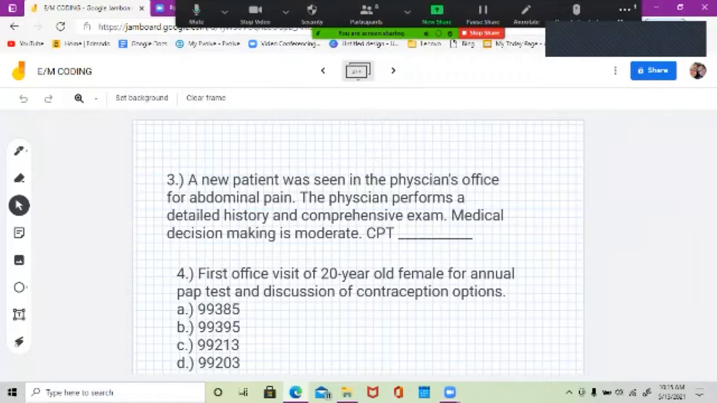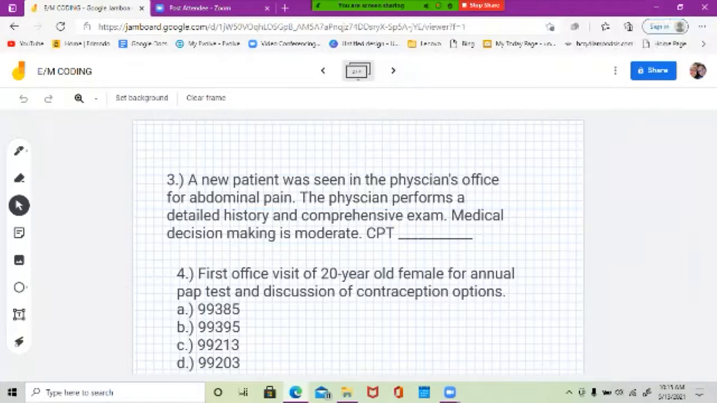A new patient. New patient is very, very important, right? Because it's not established, it's a new patient, was seen in the physician's office for abdominal pain. The physician performs a detailed history, comprehensive exam, and the medical decision-making is moderate. What is our new patient CPT code? 99204.